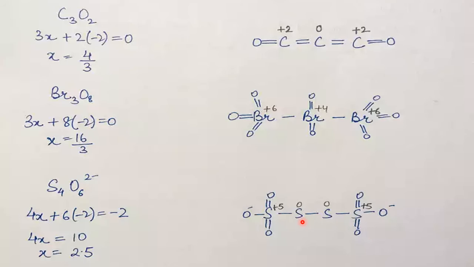This sulfur between two other sulfurs, so neither lost nor gained, therefore assigned 0. Whereas this S, left S, has lost 2 here, 2 here, and 1 here. Totally 5. So plus 5. In the same way, this sulfur has lost 2 electrons to this O, 2 electrons to this O, and 1 electron to this O, making this sulfur plus 5.